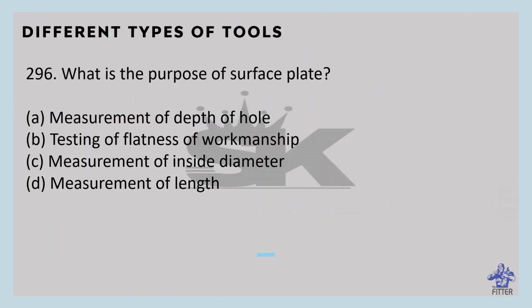What is the purpose of a surface plate? That is testing the flatness of workpieces. It is made of cast iron. It is used to check the straightness of workpieces. It can check up to 0.025 mm flatness. It can be of square and rectangular shape. It is used to check the surface of a job while making a small job.